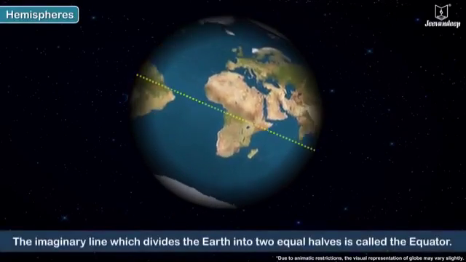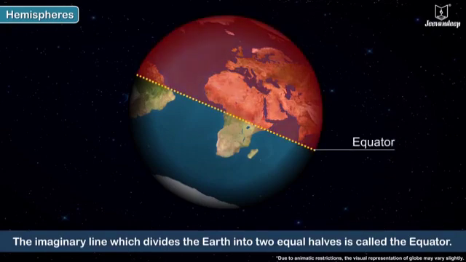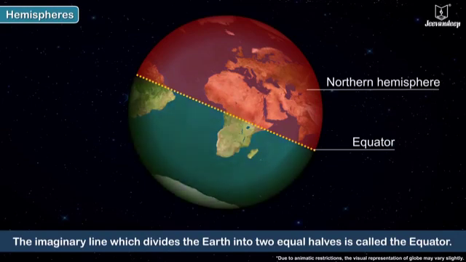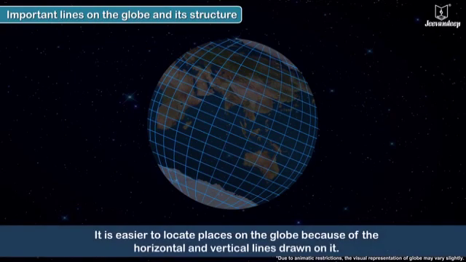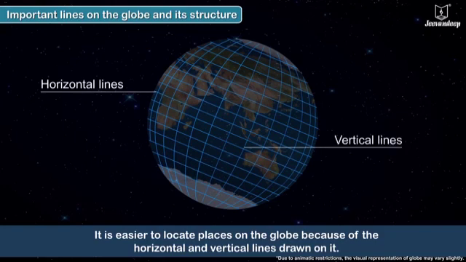Hemispheres. The imaginary line which divides the Earth into 2 equal halves is called the equator. The area lying above the equator is called the northern hemisphere, and the one lying below it is called the southern hemisphere. Important lines on the globe and its structure. It is easier to locate places on the globe because of the horizontal and vertical lines drawn on it.